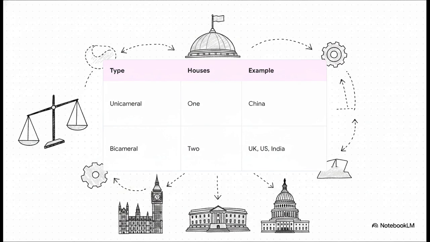Looking at the first organ, the legislature, the folks who make the laws, we see a pretty fascinating split. Some countries go with a unicameral or single-house system. China's National People's Congress is a good example of that. But others use a bicameral or 2-house system. Think of the US Congress, the UK Parliament, or India's setup with the Council of States, the Rajya Sabha, and the House of People, the Lok Sabha.